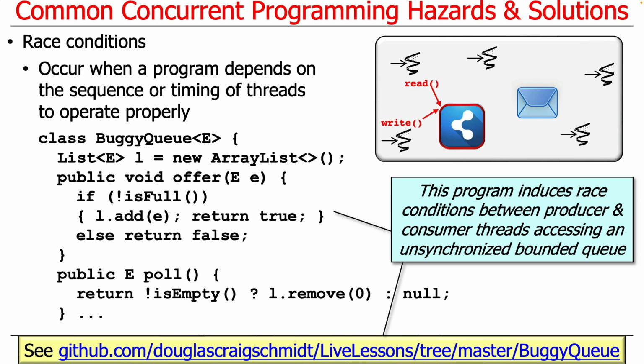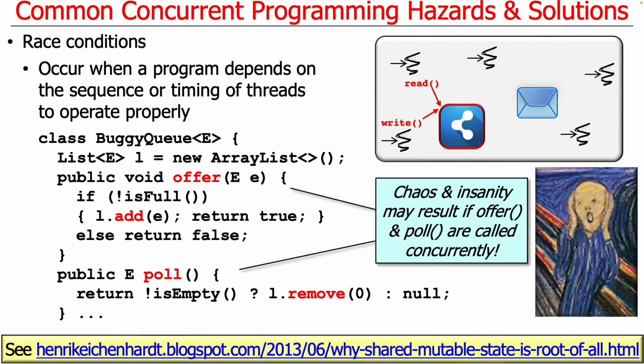Well, the thing to watch out for here is that an array list, which is a very basic Java collection, doesn't care about race conditions. It expects to be used in a context where there's only a single thread of control, like a sequential program, so there are no issues at all, or where you properly synchronize access to it. And here's where things can go awry. If we call offer and poll simultaneously from multiple threads, chaos and insanity may result, because this program depends on the sequence or timing of threads to operate properly.